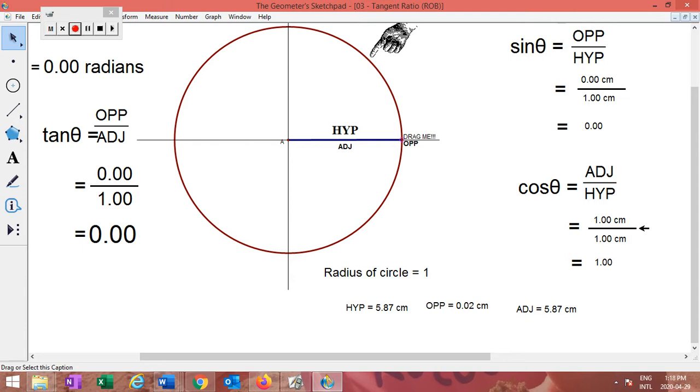It starts off when adjacent and hypotenuse are basically the same thing, and so that's why cosine starts at 1, but as you get closer and closer to pi over 2, that adjacent side becomes closer and closer to 0, and cosine ends up at 0.